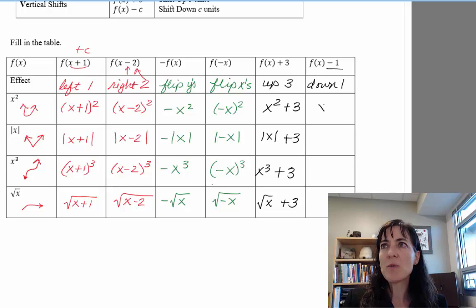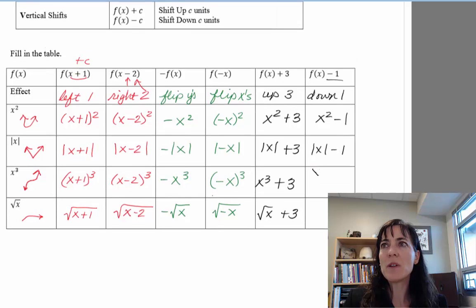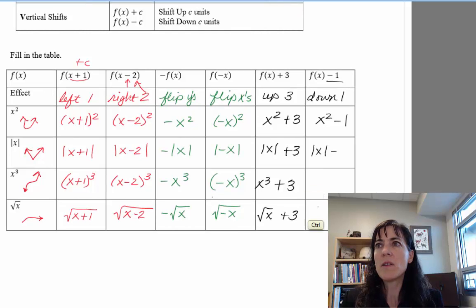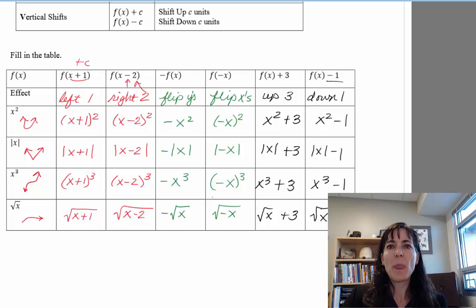So I'm going to have x squared minus 1. It's outside of the parent function part. Absolute value of x minus 1. X cubed minus 1. And finally, it's square root of x minus 1. All right, so these first two columns, those are horizontal transformations. The second two are reflections, and the third pair are vertical shifts or transformations.